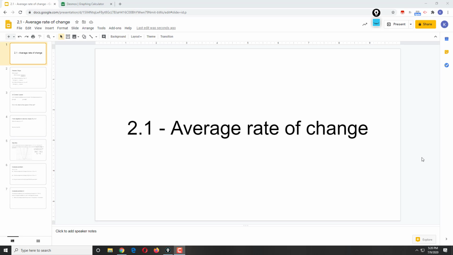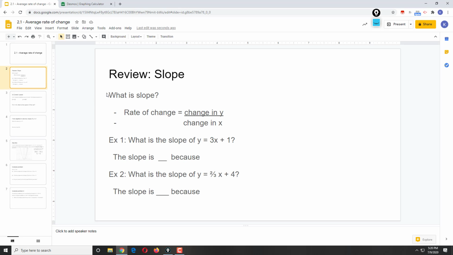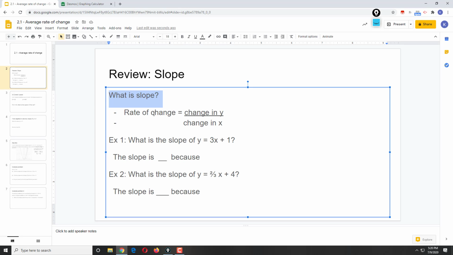Welcome to Unit 2. This is Lesson 1, Average Rate of Change. To understand average rate of change, we have to first review the idea of slope. What is slope? Well, slope is the rate of change. So it's how quickly y is changing, which is also called the rise, change in y, divided by how fast x is changing, which is also called the run.